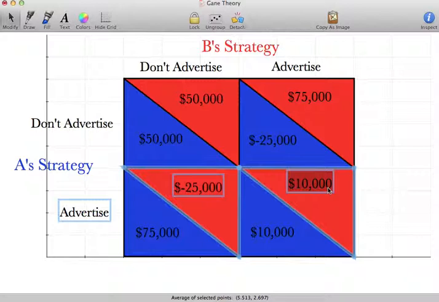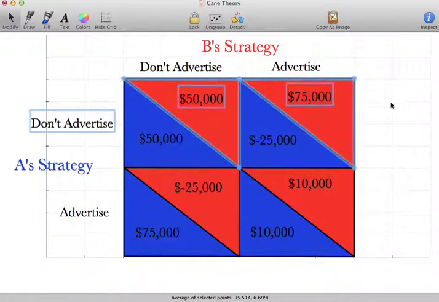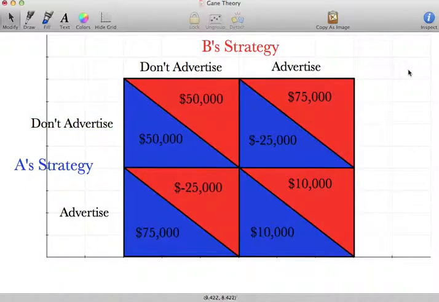So you can see, regardless of what A's strategy is, B is always better off advertising, because if A is advertising and B advertises, their profits will be equal to $10,000 versus losing $25,000 if they don't advertise. And if A doesn't advertise and B advertises, profits will be equal to $75,000 versus $50,000 if they don't advertise. So advertise is a dominant strategy for B. So for A and B, advertise is a dominant strategy.